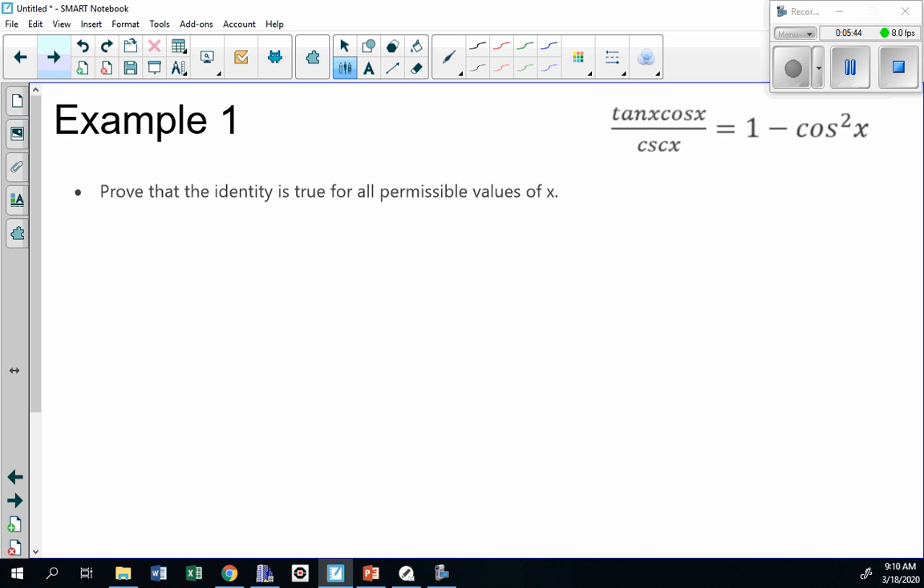So prove that the identity is true for all permissible values of x. So this is where we're trying to make the left side equal the right side using our identities. Now I look at the left side, I look at the right side. The right side seems a little bit simpler to me, and the left side seems fairly complicated. So I'm going to try to turn those complicated trigonometric functions into easier ones. So cosecant x and tan x, there are identities for those.